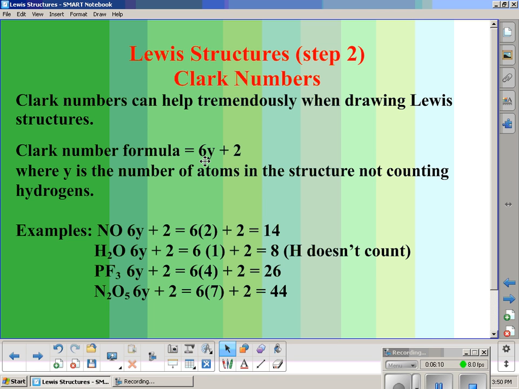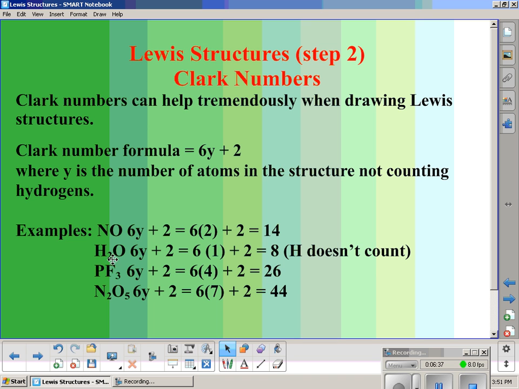The formula to find the Clark number is 6 times Y, and Y stands for the number of atoms in our molecule or our compound, but we don't count hydrogens, plus 2. All right, so here we have our same examples again. 1 nitrogen and 1 oxygen, so that's 2 atoms. So our Y is a 2. So 6 times the number of atoms, 2, plus 2 gives us 14.